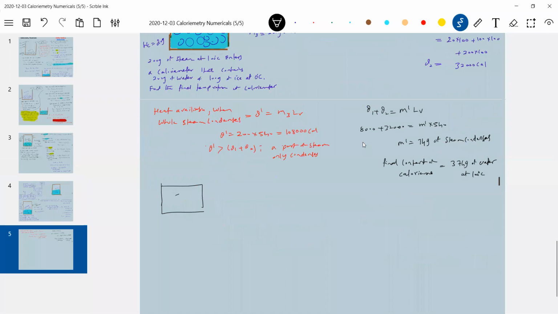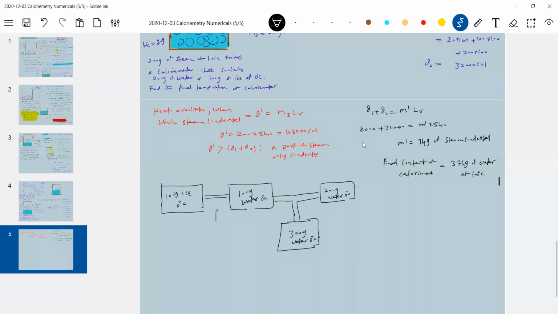I set 0 degrees Celsius, so it will melt. It will become 100 gram of water at 0 degrees Celsius. And you have to add 200 gram of water at 0. Together, what will happen? If they get added up, it will become how much? 300 grams of water at 0 degrees Celsius. Here I'll be supplying Q1 heat.